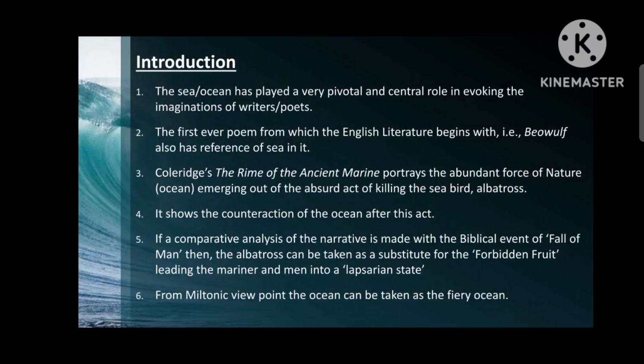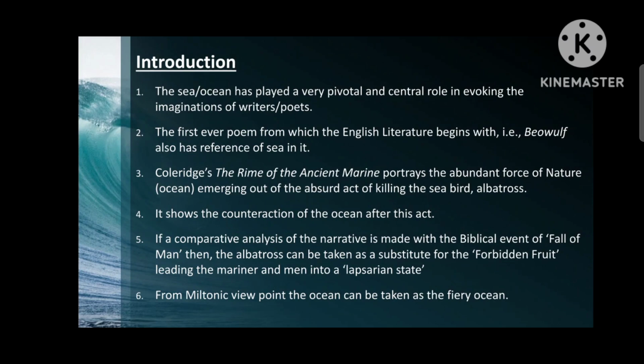Moving forward, the sea and ocean have played a very pivotal and central role in evoking the imagination of writers and poets. I discussed earlier that many writers and poets have taken inspiration from the water, the sea, or the ocean. As I told, Shakespeare, Conrad's famous work Heart of Darkness, Hemingway's The Old Man and the Sea. These are some of the works which have the sea or the ocean at their center. And poets like Byron and Coleridge also wrote a lot about water and the ocean. The first ever poem, as I discussed, is Beowulf.